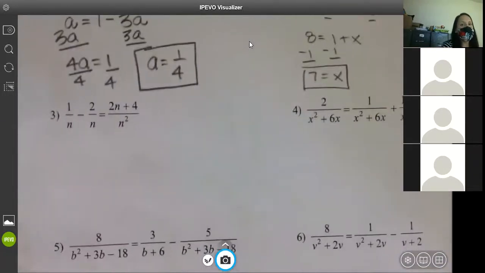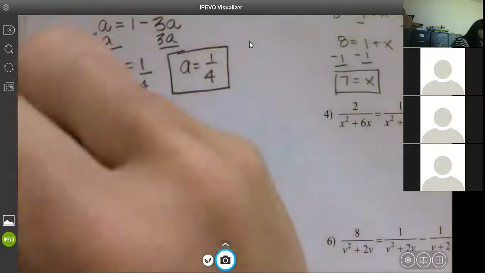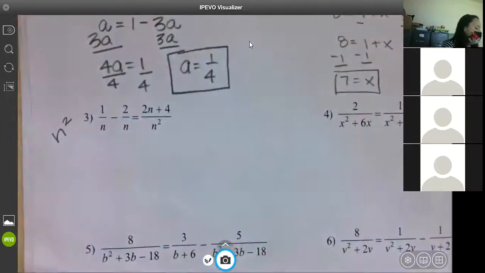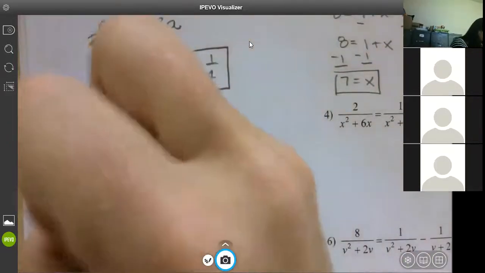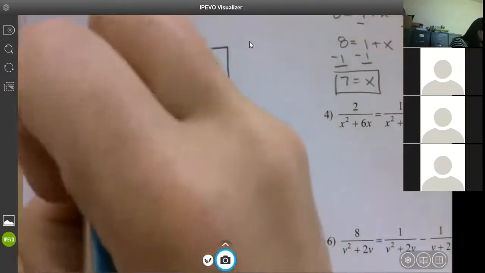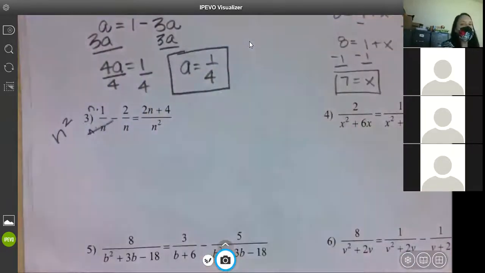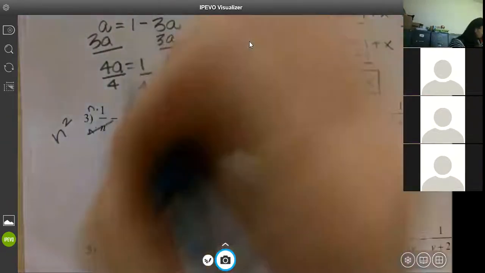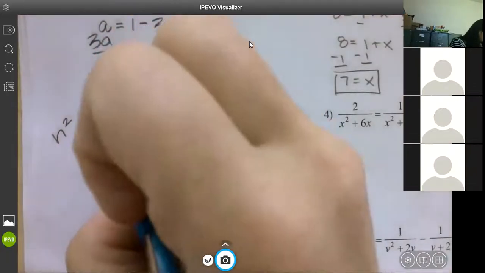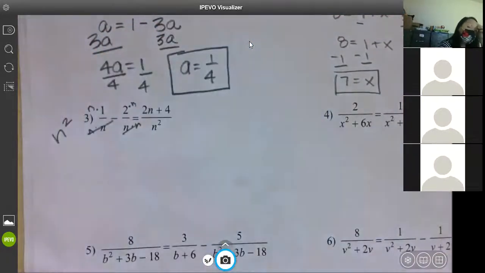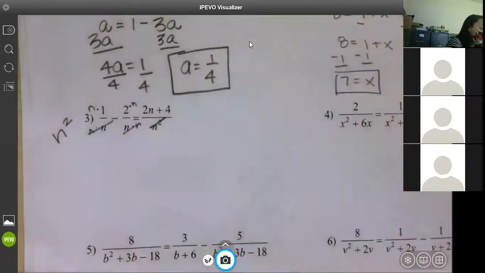All right. What's my common denominator for number 3? N squared. So what does the first one need? An N. So what I do to the bottom, I have to do to the top. And then our denominator is done. What's the second one need? And that gives me the N squared I need. What does the third one need? Kind of a trick question. Nothing. Doesn't need anything. So we're done with that.